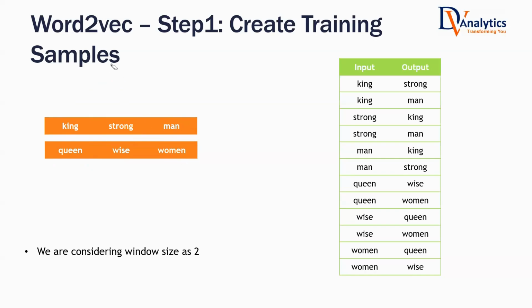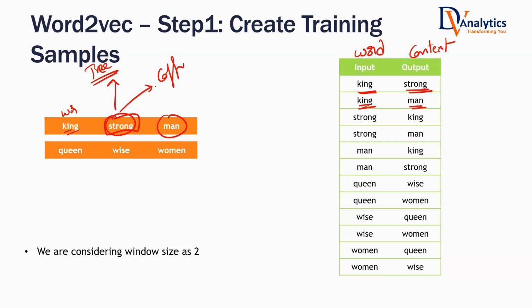So what we do first, in step 1, is take a word as input. King is in the context of strong and man. Input is word, output is word in the context. Input is king, and the word in the context is man. If you take this word strong, I'm not talking about a very strong tree. No, that is not the context. I'm not talking about a very strong coffee. No, that is not the context. I'm talking about a strong king. So strong is in the context of king. Strong is in the context of man.